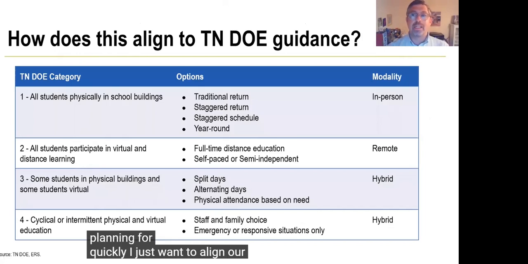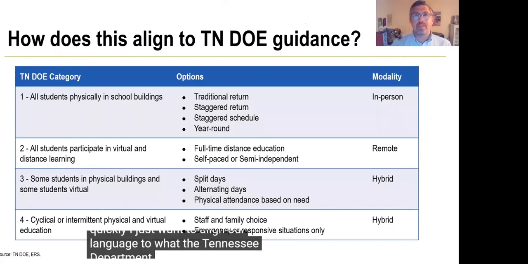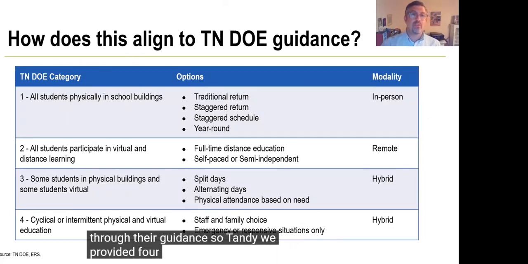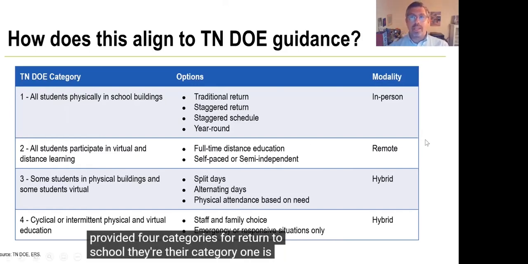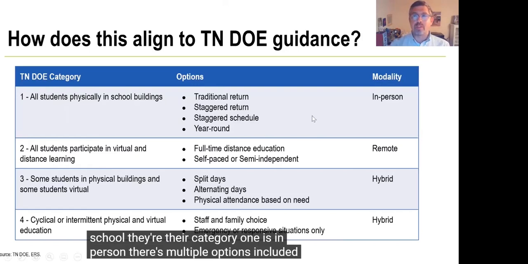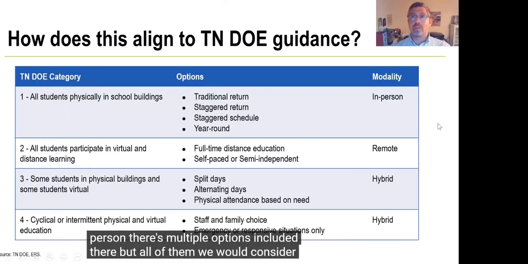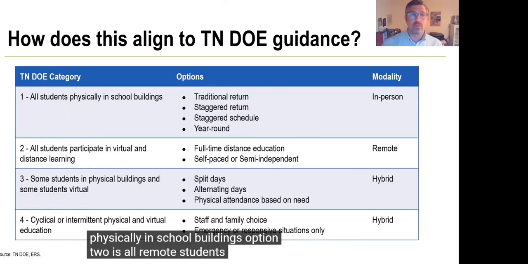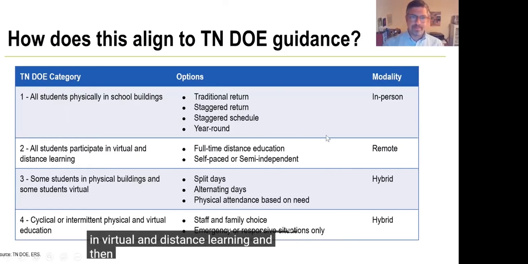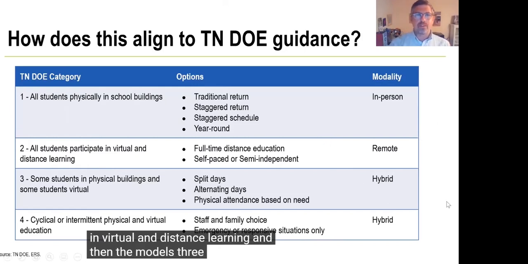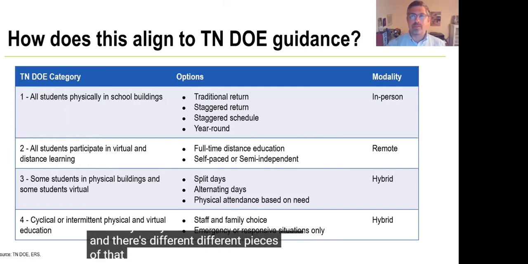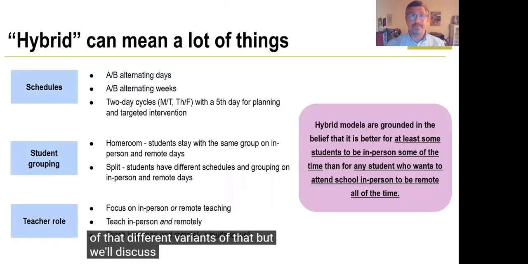Quickly, I just want to align our language to what the Tennessee Department of Education has provided through their guidance. So TNDOE provided 4 categories for return to school. Their category 1 is in person. There's multiple options included there, but all of them we would consider in-person instruction with students physically in school buildings. Option 2 is all remote, students participating in virtual and distance learning. And then the models 3 and 4 are basically all hybrid models in some form, and there's different variants of that we'll discuss.